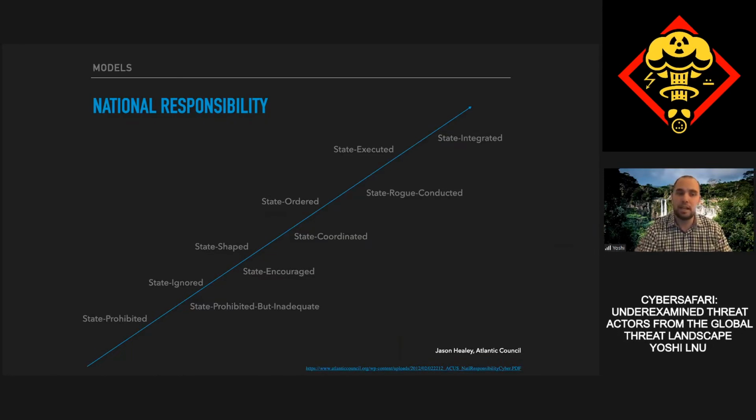Finally is state executed. So that's when you have uniformed military or intelligence personnel that are actually conducting the operations on behalf of the state. And then the last one above that is when those uniformed military folks or those intelligence officers bring in those third parties and they work in tandem. All right, so that's sort of a level of national responsibility that we'll go and talk about.